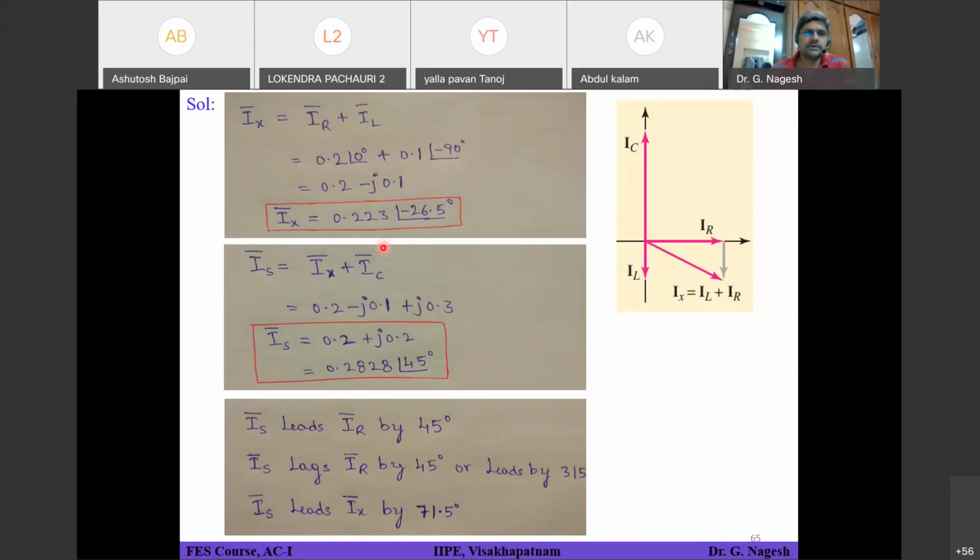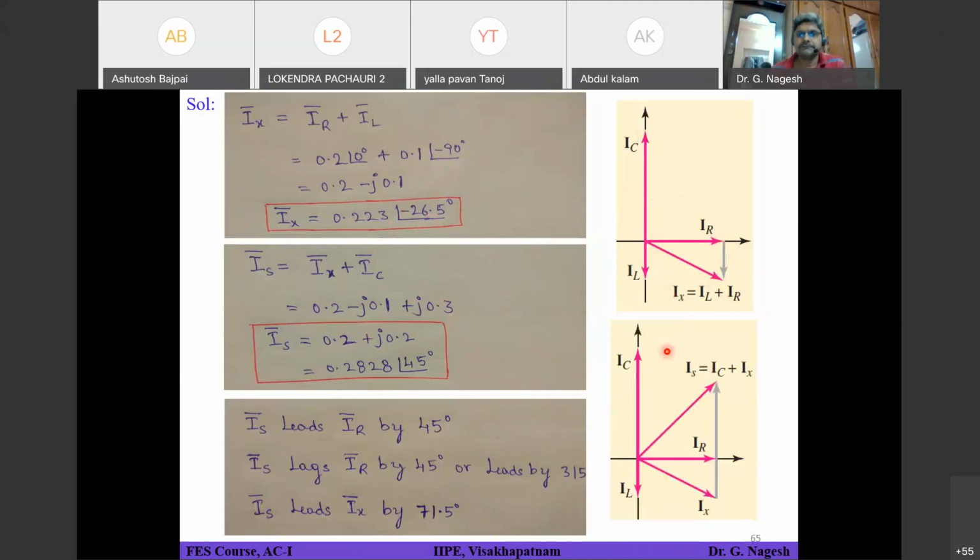Now if you talk about IX, it is 0.223 at an angle of minus 26 degrees. So vectors always rotate in anti-clockwise direction. If it is plus, you have to shift in this direction, that means anti-clockwise. If it is minus, you have to shift in the clockwise direction. So minus 26 degrees will be falling somewhere here. Okay, so this is your IX.